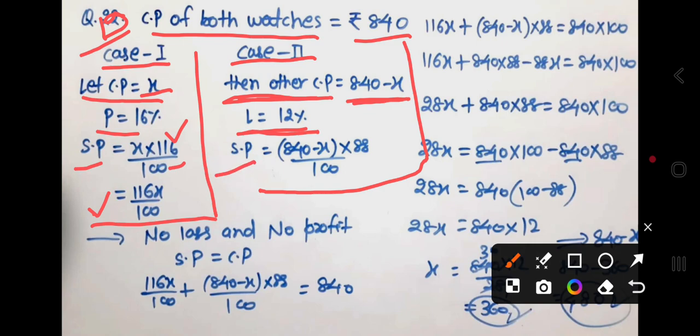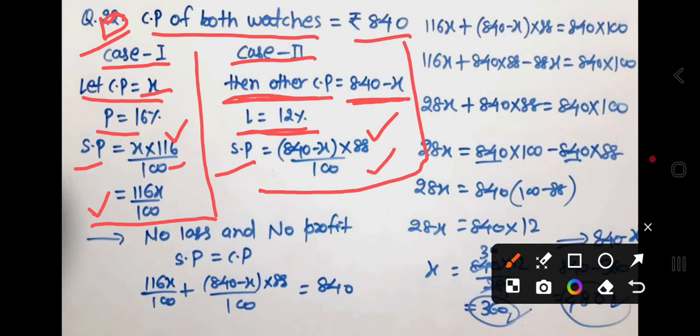So find SP, same formula. Cost price into 100 minus loss percent upon 100. So 100 minus 12 will be 88. And cost price is 840 minus x upon 100. Okay, so if you calculate it, it will come. Let it as it is.